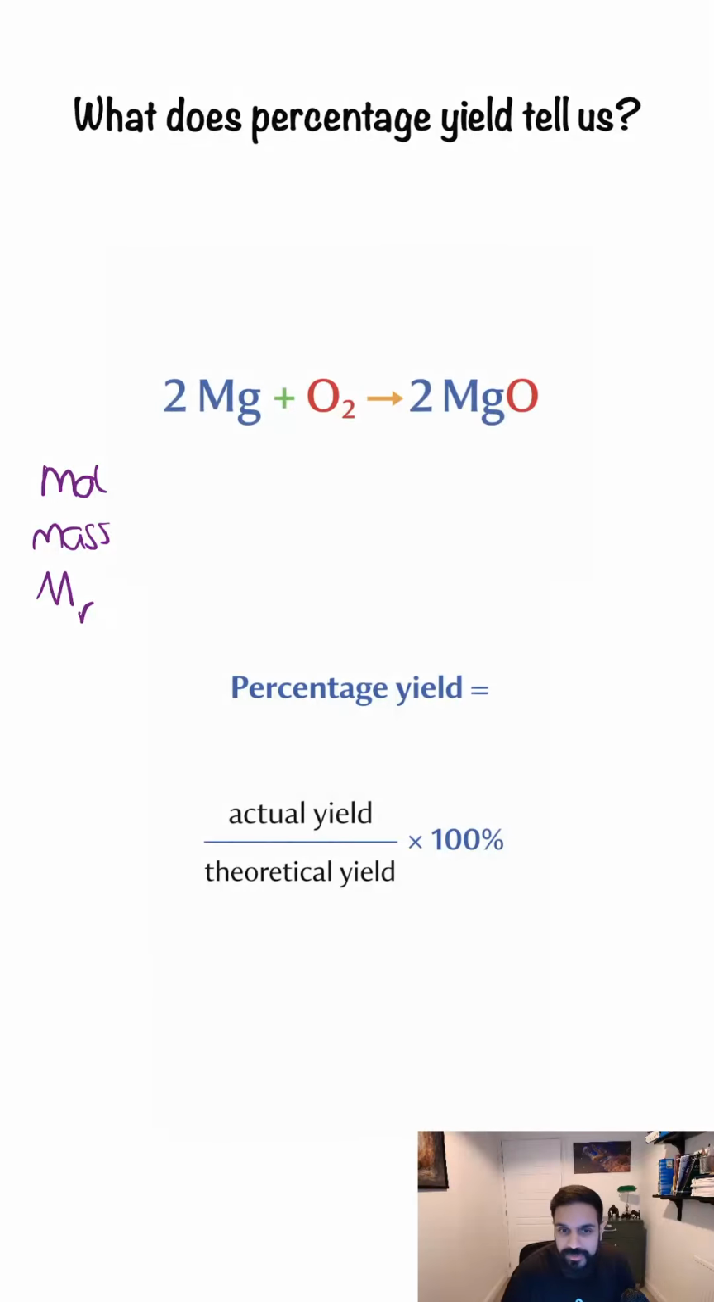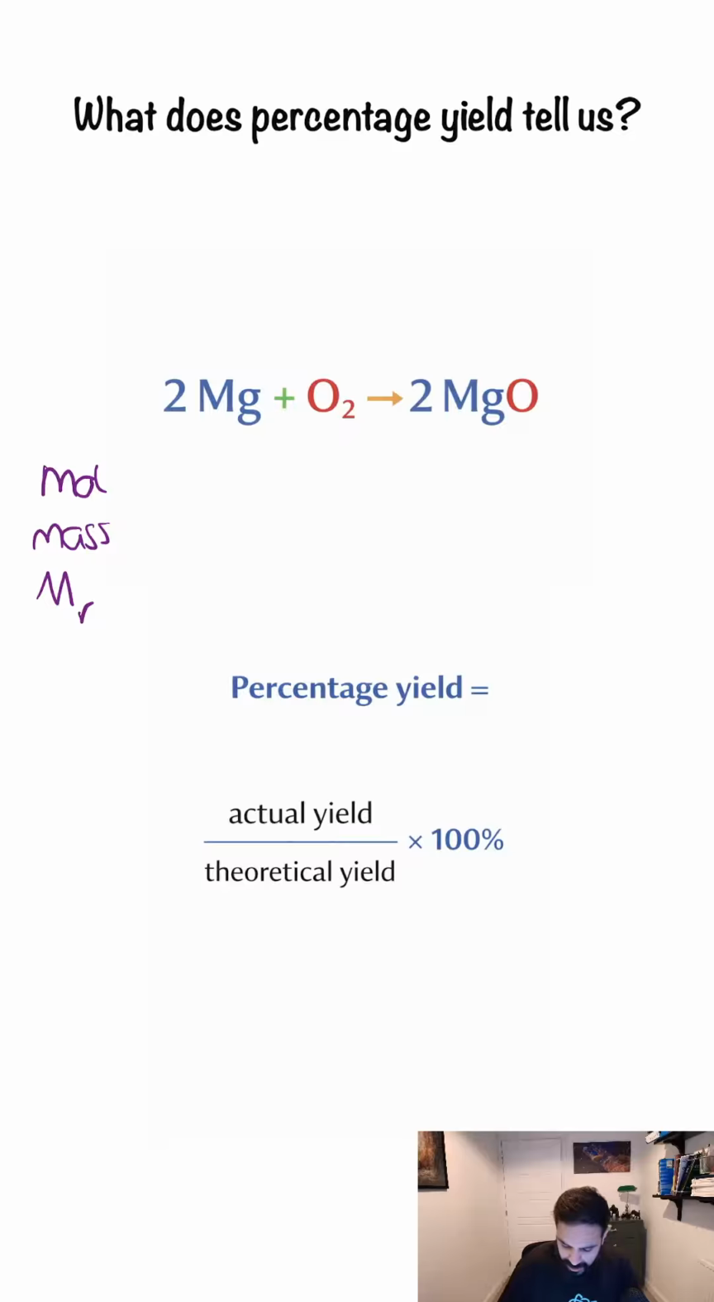So picture this. You've got your dream job. You work for a company that produces magnesium oxide. Your boss is quite a strict boss, and he expects you to do a good job of producing magnesium oxide. But how could he know if you're doing a decent job? So this is where percentage yield comes in.